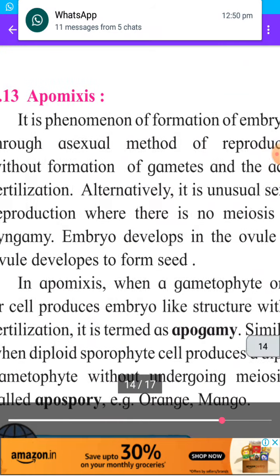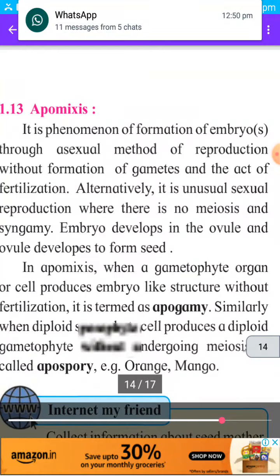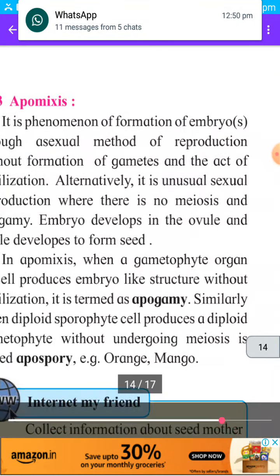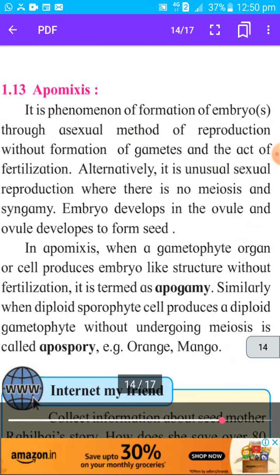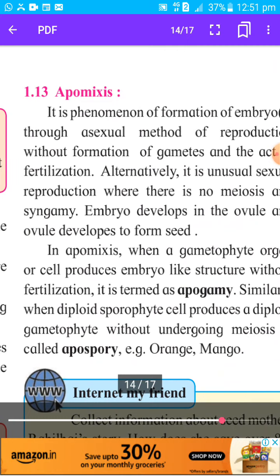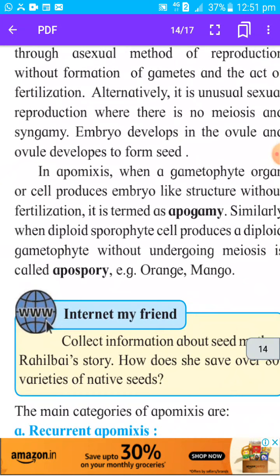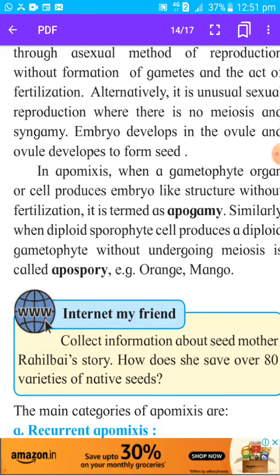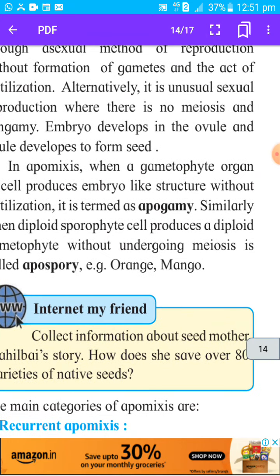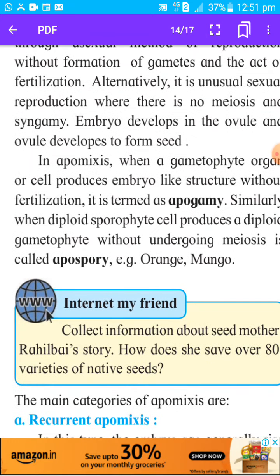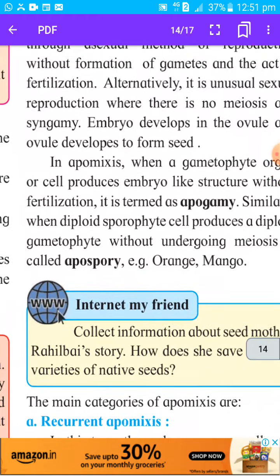So it is a phenomenon of formation of embryo through an asexual method of reproduction. Why is it asexual? Because male and female gametes are not formed, without formation of gametes and the act of fertilization. Fertilization means union of these gametes. So gametes are not formed and fertilization is not there. Alternatively, it is an unusual sexual reproduction where there is no meiosis and syngamy.